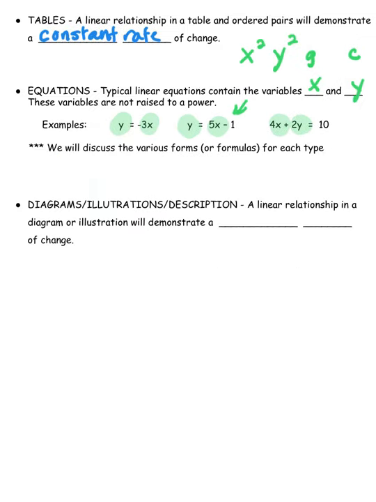Finally, the fourth type or way that we might see a linear relationship represented would either be in a diagram or in an illustration or more than likely a verbal description. So a linear relationship in a diagram or illustration will also demonstrate a constant rate of change. Once again, when we work with linear relationships, there's going to be a connection or a relationship between two different quantities, say for instance, gallons of gas and the cost.